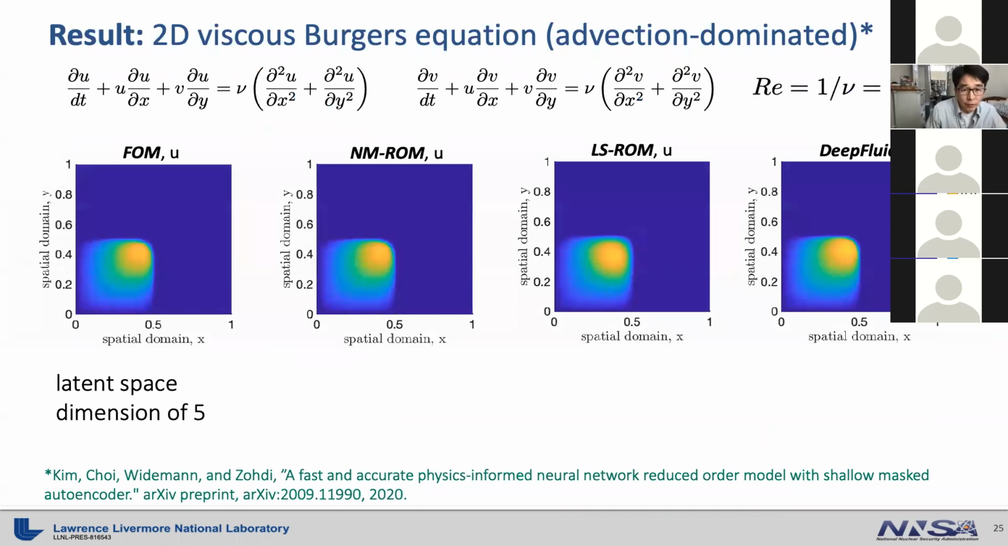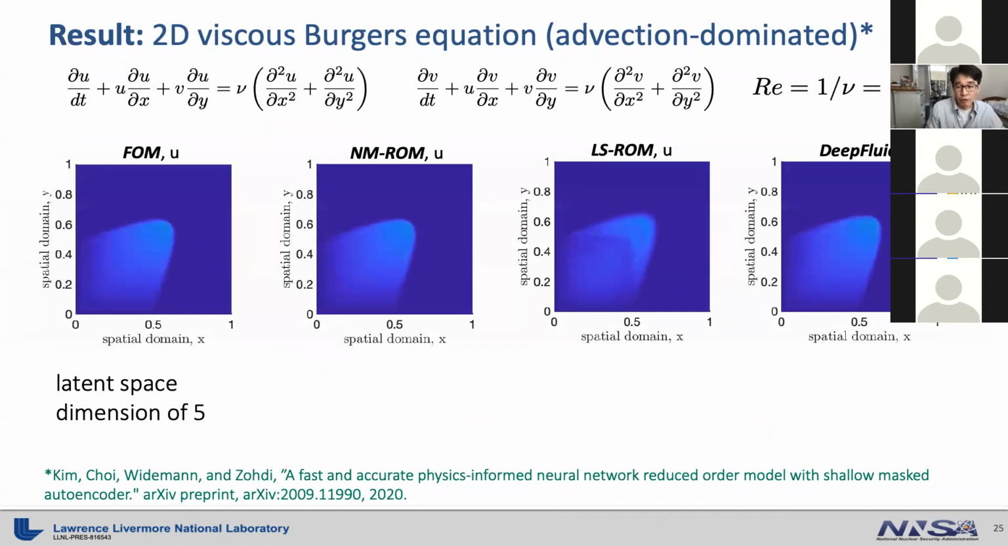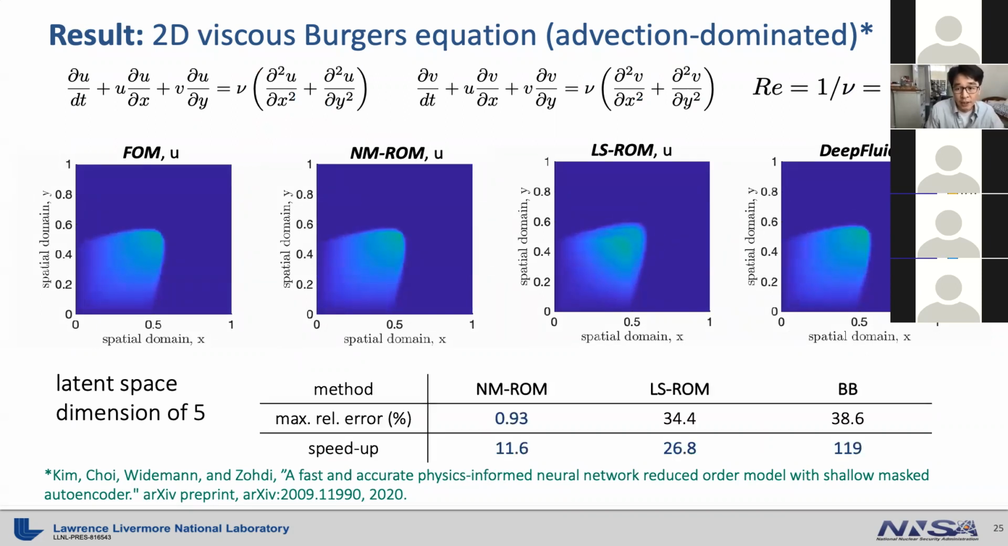Okay, so here we compare the performance of all the reduced order models that I have introduced in these presentations, including the nonlinear manifold reduced order models, PNNL, linear subspace reduced model, LSROM, and the black box approach, deep fluid. As you can see from the movie, PNNL and the full order model are almost identical in eyeball norm. Not just eyeball norm. Quantitatively, PNNL achieves less than 1% maximum relative error. Furthermore, a speedup of 11 is achieved by the PNNL.